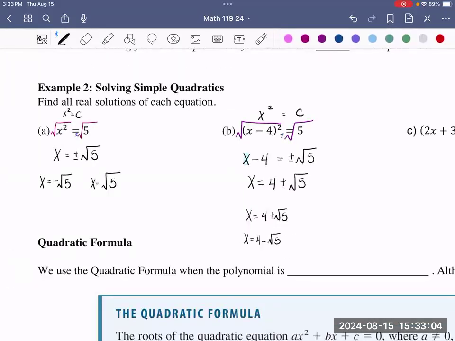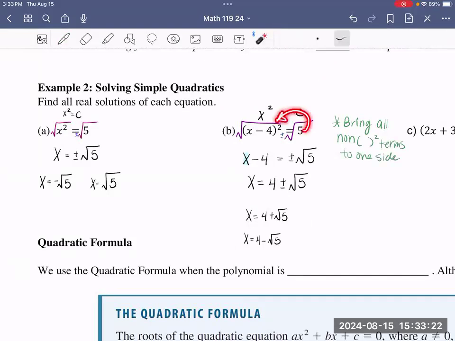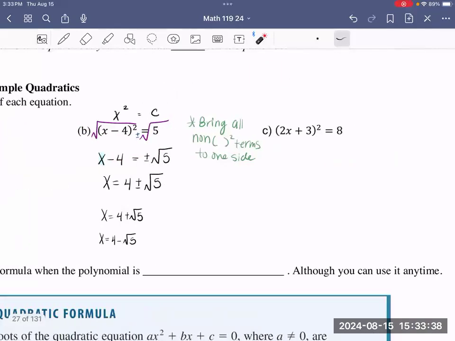And I'm just going to write a little tidbit. Bring all non-square terms to one side. What I mean by that is if this 5 was over here, or if you have some coefficient out front, bring them over to the other side before you go ahead and square root it. Otherwise, you're going to be left with another term that's squared from your properties of chapter 1.2. So let's try it again on C. So pause the video, see what you can come up with.